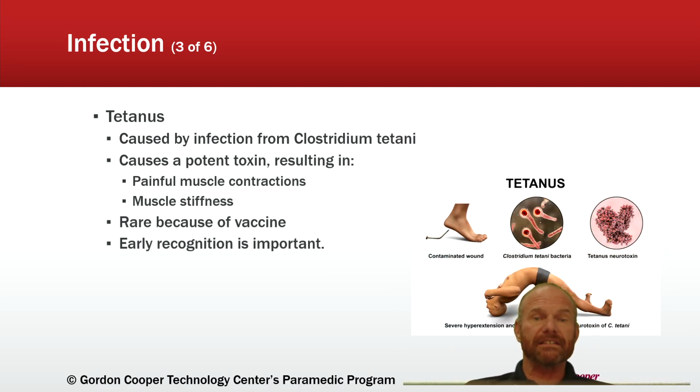And then tetanus, caused by infection from an anaerobic bacterium. That causes the body to produce a potent toxin, which results in painful muscle contractions, strong enough to fracture some bones. So this is pretty rare because of the vaccine availability. Part of regular childhood immunizations in the United States. So a booster is needed every 10 years.